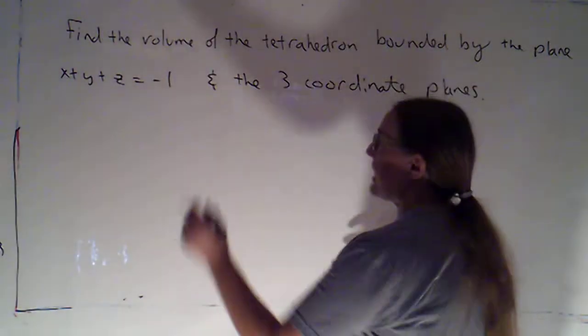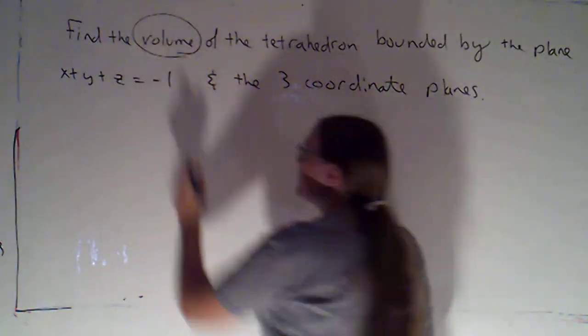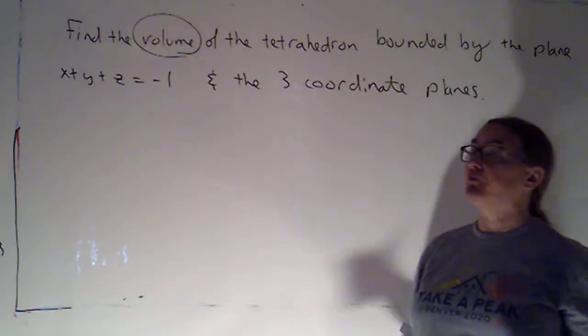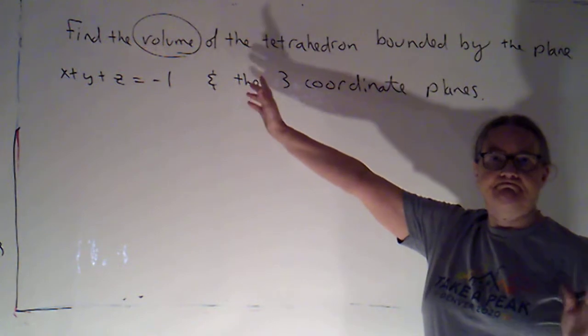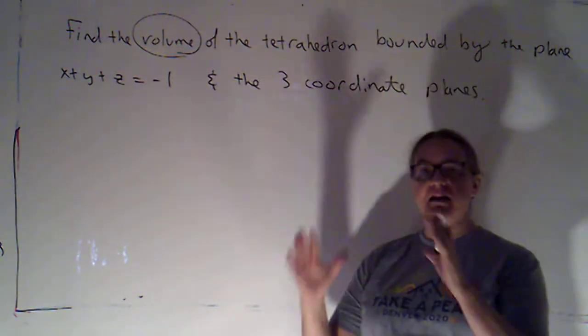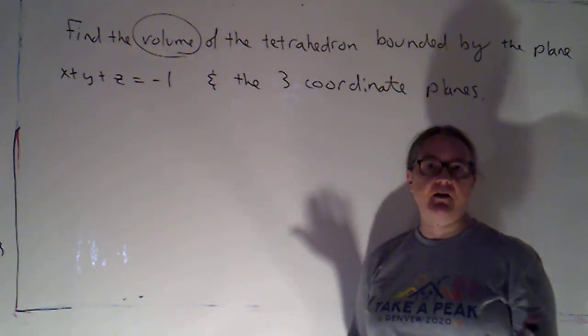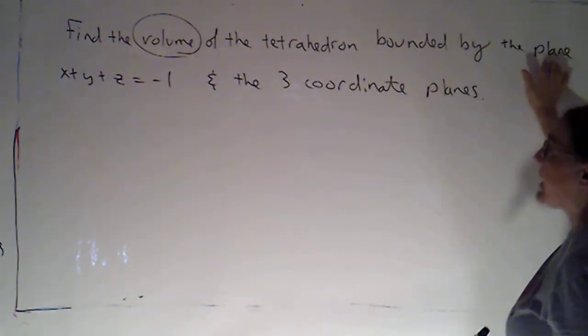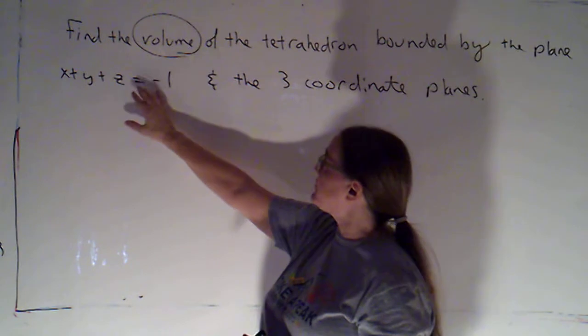Here we're being asked to calculate a volume. Now, if I use the word volume, remember that means geometric volume. My answer is positive. Okay, volume of a tetrahedron, that's just a shape that has four sides, each of which is a triangle. And we're being told it's bounded by the plane x plus y plus z equals -1 and the three coordinate planes.